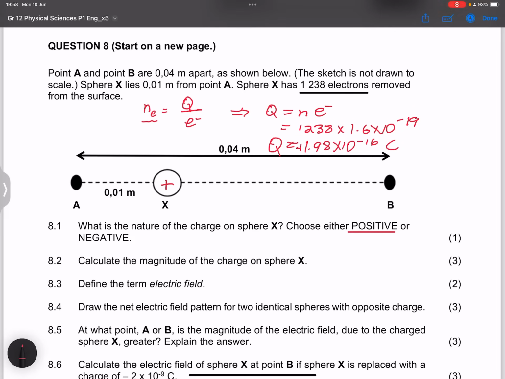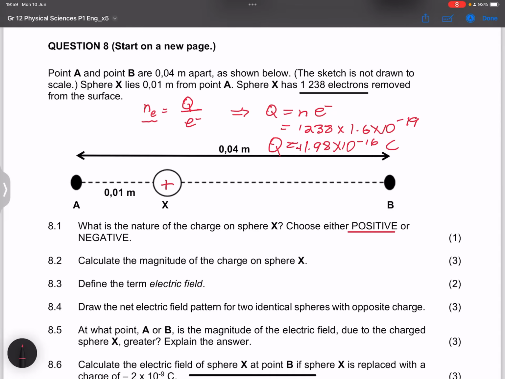All right, so they say define the term electric field. We know that the electric field at a point is the area where electrostatic force is felt per unit charge. And that is how we define electric field intensity. So they say draw the net electric field pattern for two identical spheres with opposite charges.